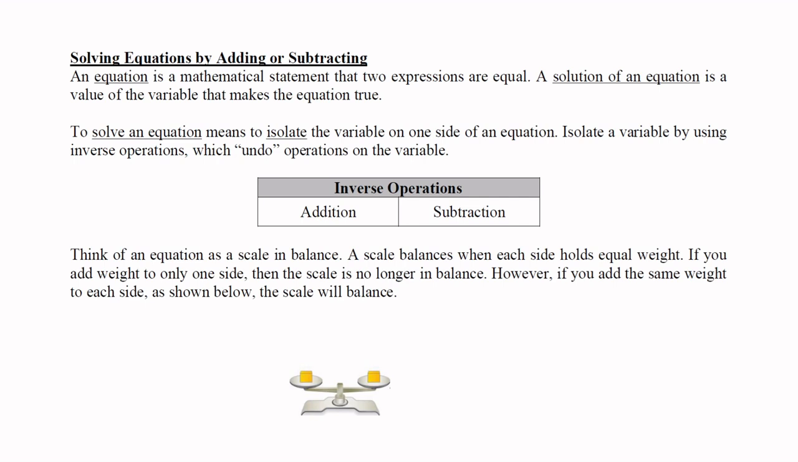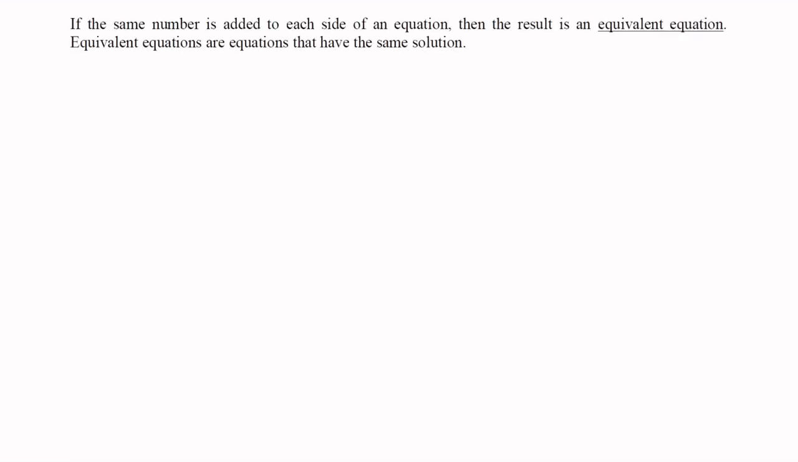Think of an equation as a scale and balance. A scale balances when each side holds equal weight. If you add weight to only one side, the scale is no longer in balance. However, if you add the same weight to each side, as shown here, the scale will balance. If the same number is added to each side of an equation, then the result is an equivalent equation. Equivalent equations are equations that have the same solution.